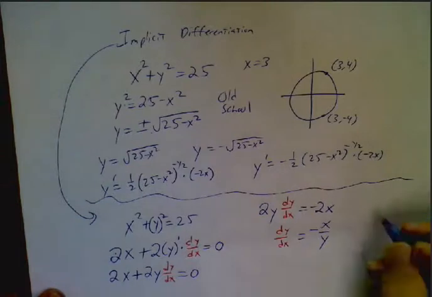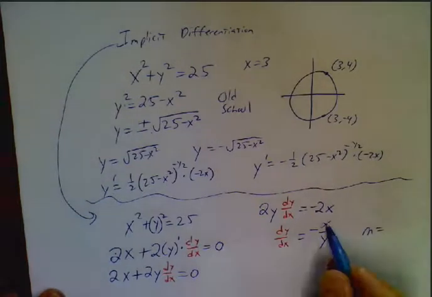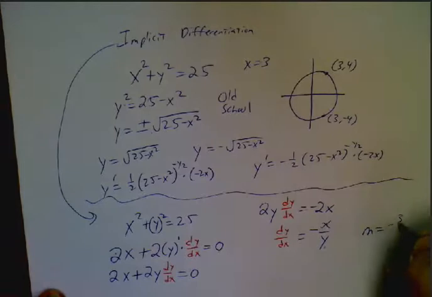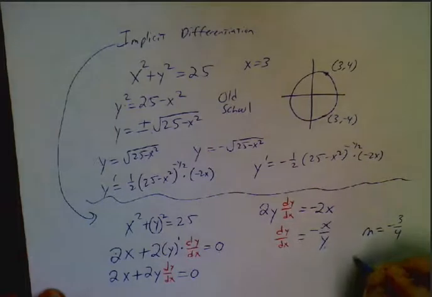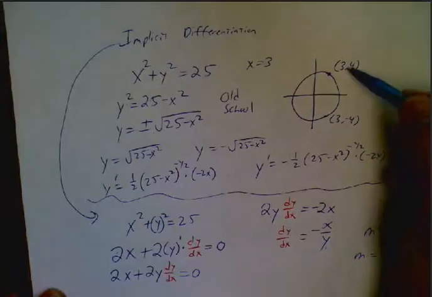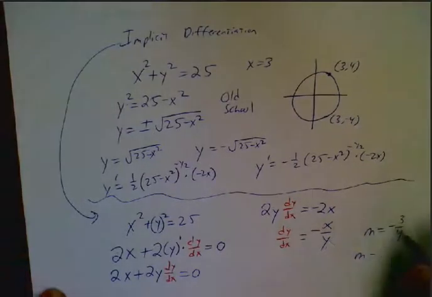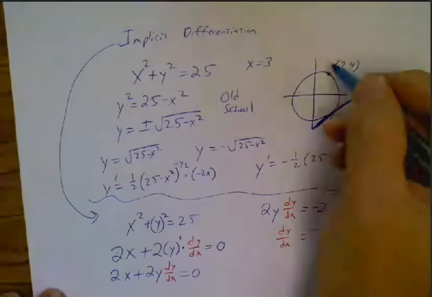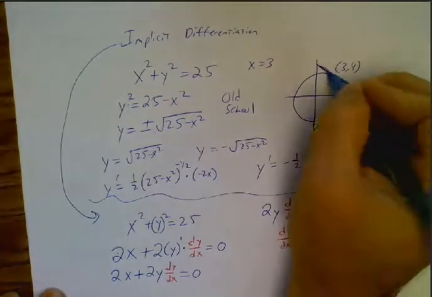So to get my slopes, I need to know my x and y values. Well, I know my x and y are 3 and 4. So either my slope is negative 3/4, or my slope is 3 over negative 4, so that would be positive 3/4, which makes sense because I'm going to have two tangent lines. I've got one here, there's my positive 3/4 slope, and I've got one here, there's my negative 3/4 slope.